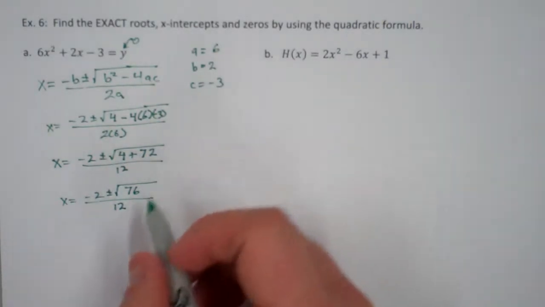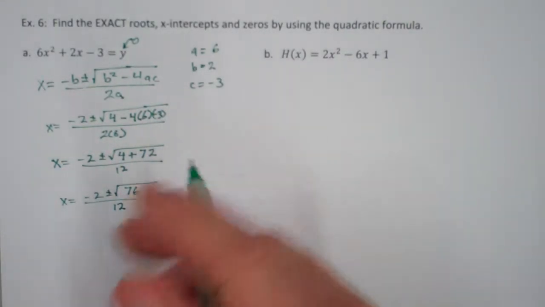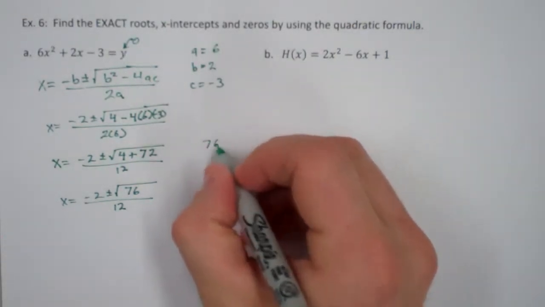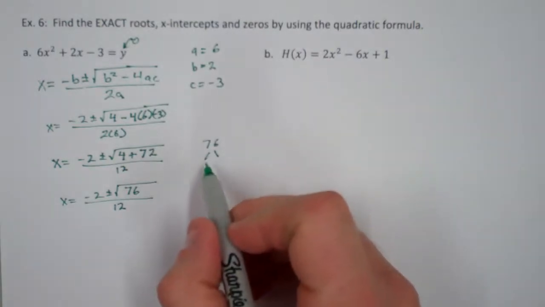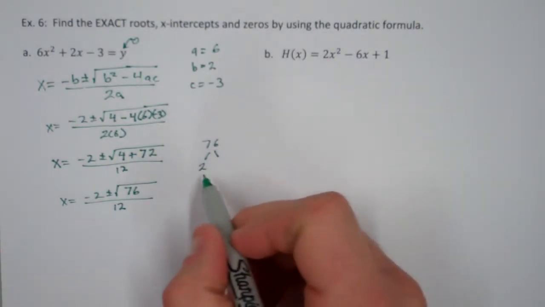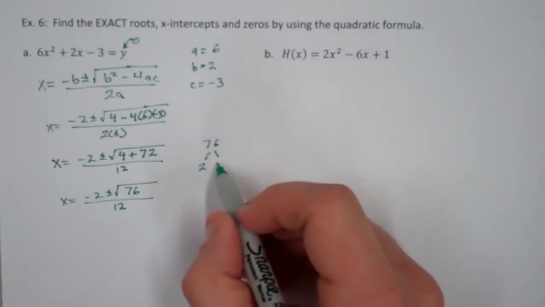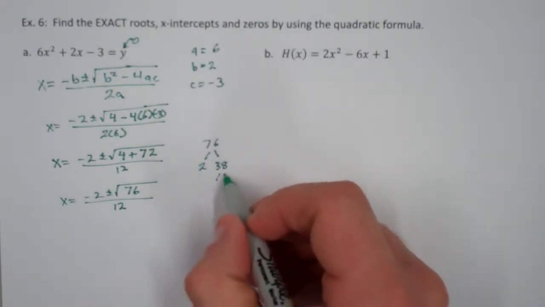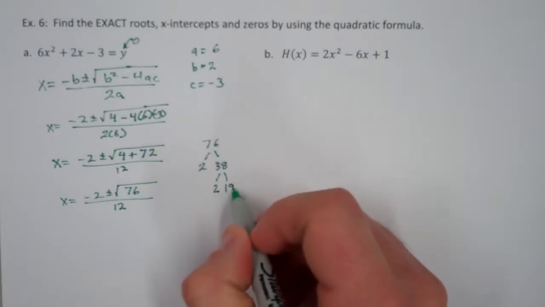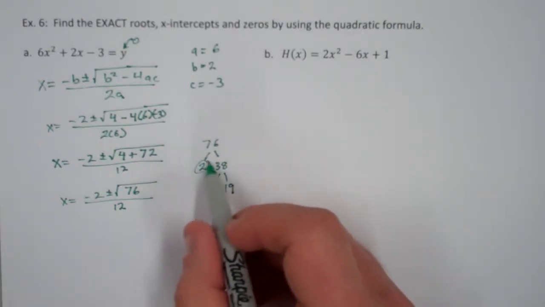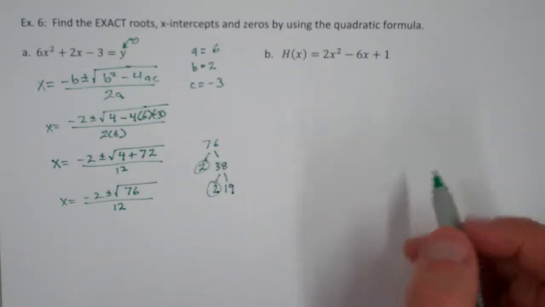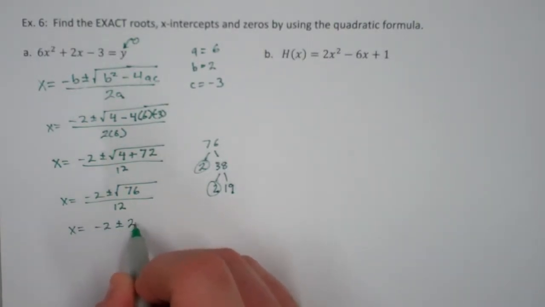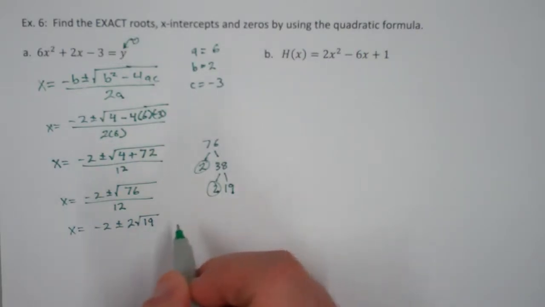We need to see if we can pull anything out of the 76 here. So I'm thinking about a perfect square factor of maybe 4. If you prefer, you can do the factor tree thing. So we know that 76 is an even number, so we've got 2 there. And that should be 38 on the other side. 2 times 38 is 76. We've got another 2 here, and then a 19. And when you're square rooting, you're looking for a pair of the same thing. So we've got x being negative 2 plus or minus 2 root 19.